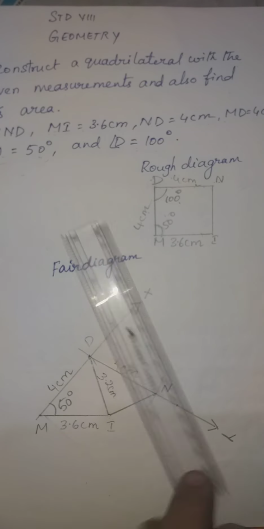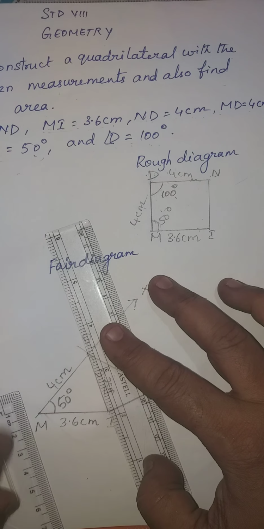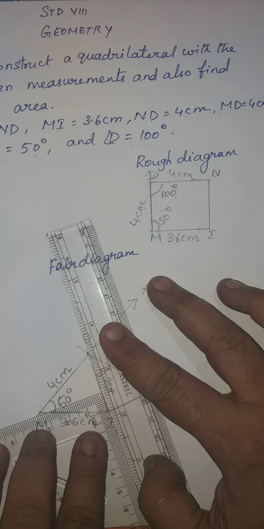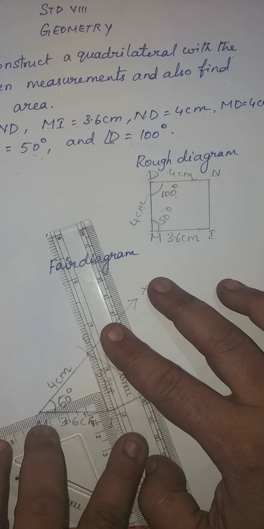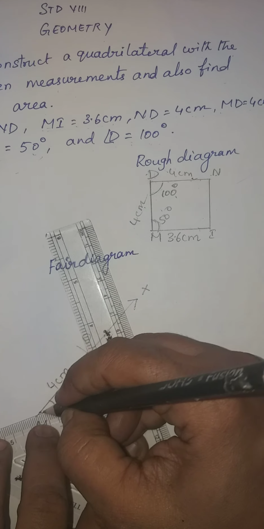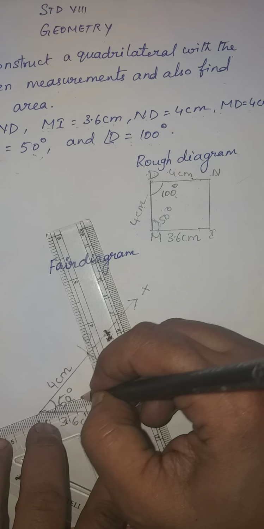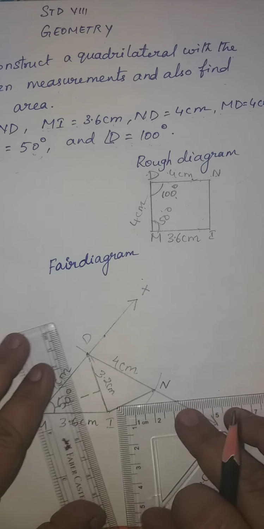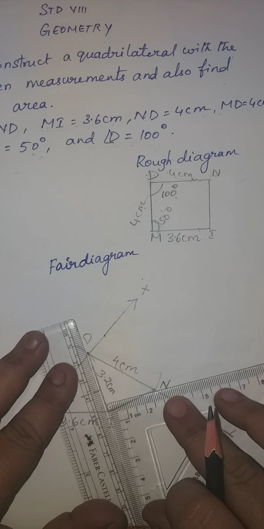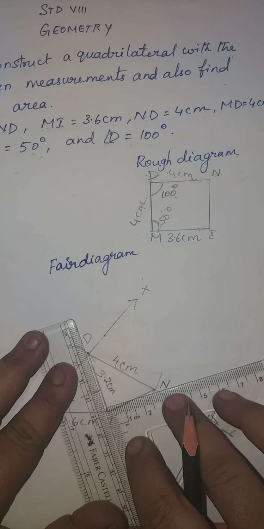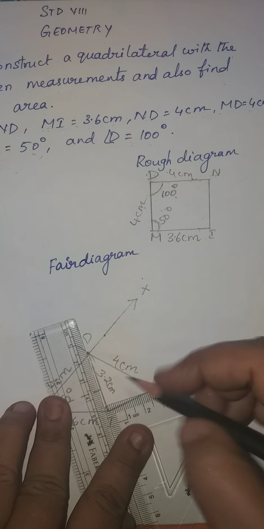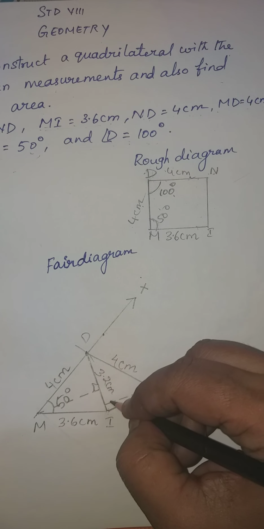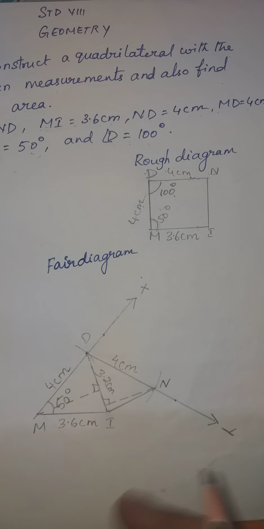Now we have to find the heights h1 and h2. Let us find the heights. Let us draw a perpendicular line. Place the set square on the diagonal and draw a perpendicular line. Now let's draw another perpendicular line on the opposite side. This is 90 degrees.